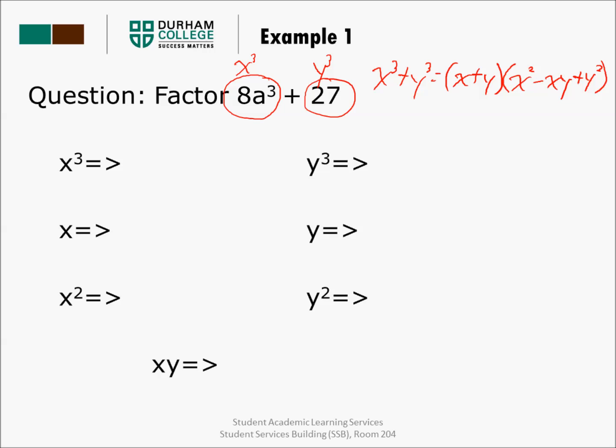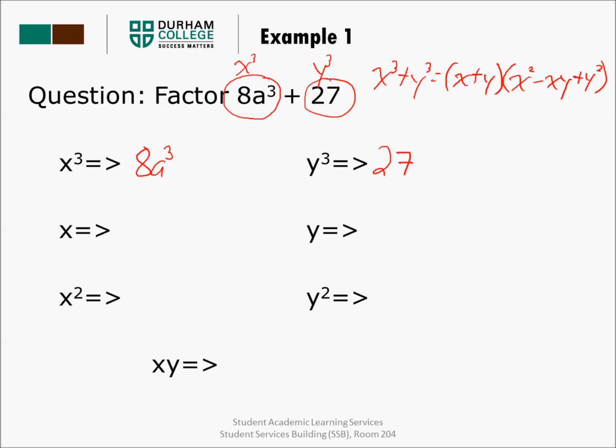So now you think about which values are the x squared, the xy, and the y squared, and so on. Actually start with the x cubed. So the x cubed from the formula, I already said, is turning into 8a cubed. And y cubed is turning into 27. So the first part was already done for us. It's already in the question.